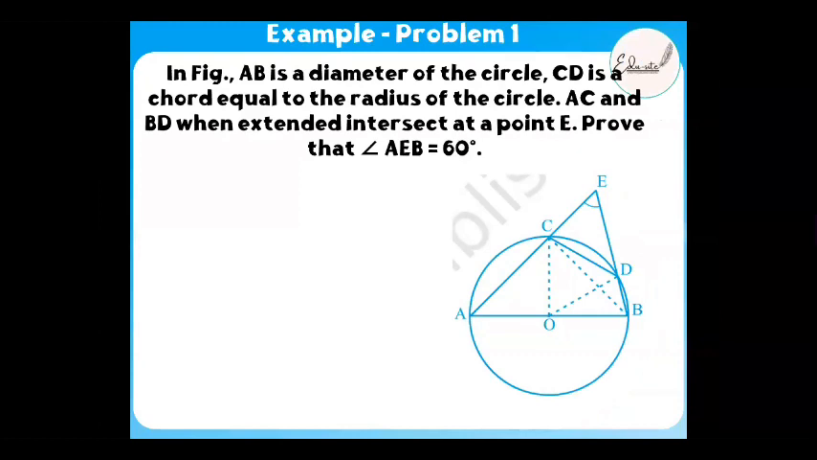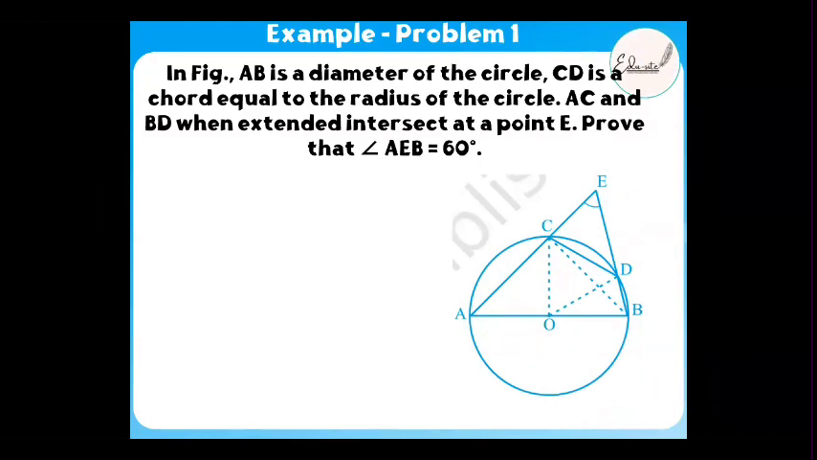In figure A, B, C, D, E. AB is the diameter of the circle. CD is a chord equal to the radius of the circle. AC and BD, when extended, intersect at a point E. Prove that angle AEB is equal to 60 degrees.